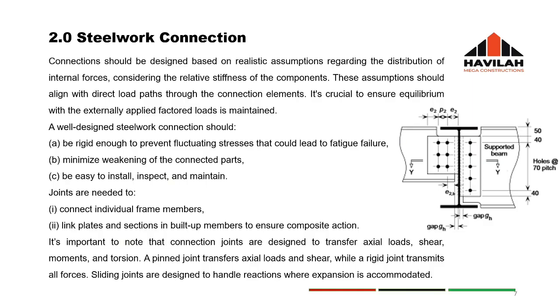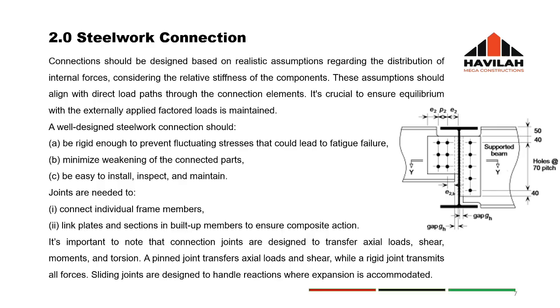Steel connections are expected to be designed based on realistic assumptions regarding the distributions of internal forces, considering the relative stiffness of components. These assumptions should align with direct load paths through the connection element. So it is very important to ensure equilibrium with the externally applied factored loads, and then to ensure that this equilibrium is maintained. Now, what are the things that you should ensure when you're designing a steelwork connection?